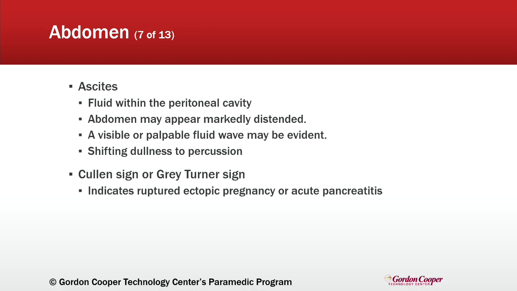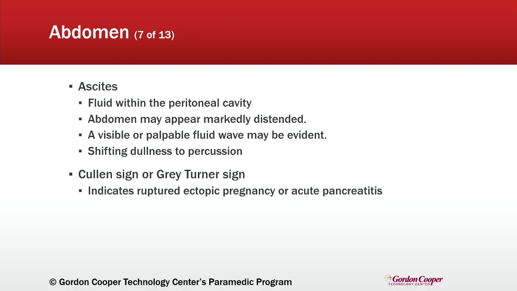Ascites is fluid within the peritoneal cavity that may cause the abdomen to appear markedly distended. During an exam, you may see or feel a fluid wave, and you may find shifting dullness to percussion. So it's just full of water. It's got a lot of fluid in there.